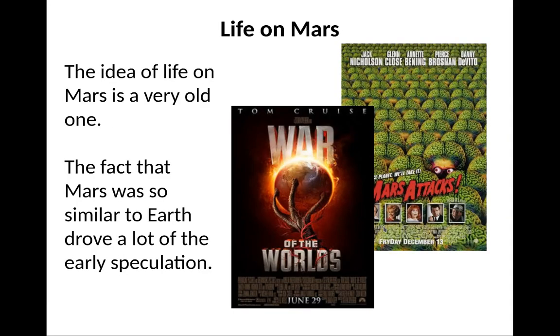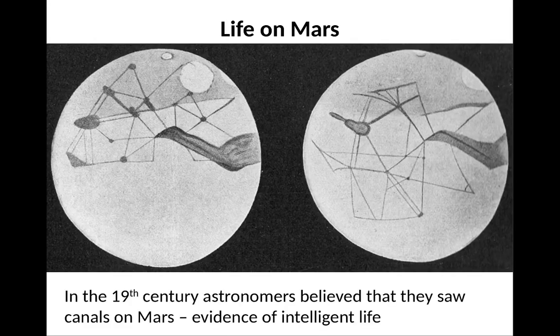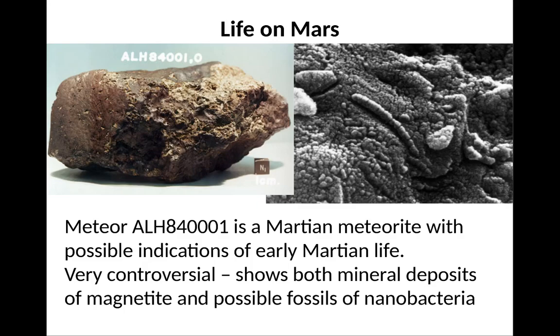Now, Mars has always been thought of as a planet that could support life. The idea of life on Mars is a very old one. The fact that Mars is so similar to Earth, especially in its early days, drove a lot of early speculation. For instance, in the 19th century, astronomers looked at Mars and believed what they saw were canals on Mars, so evidence of intelligent life. This turns out actually not to be true at all.